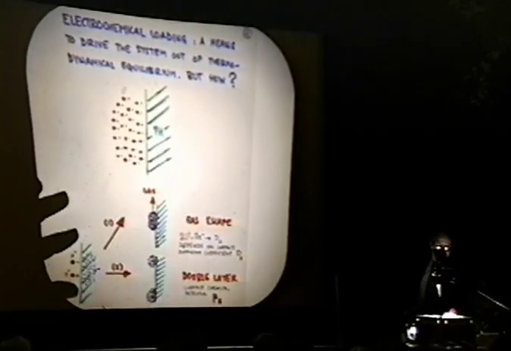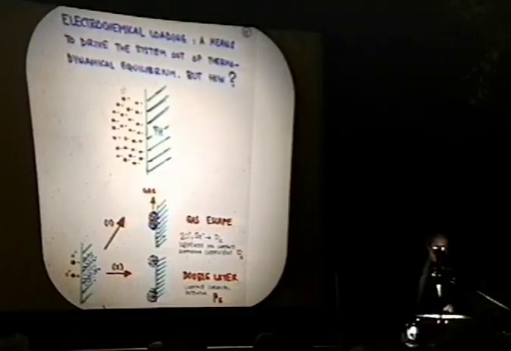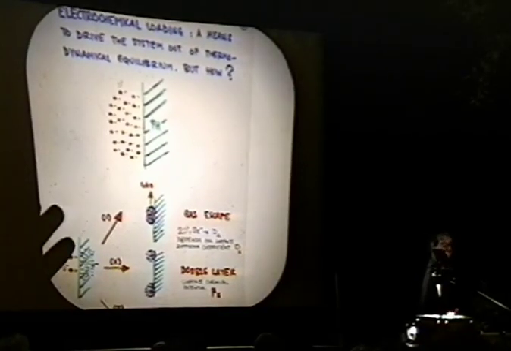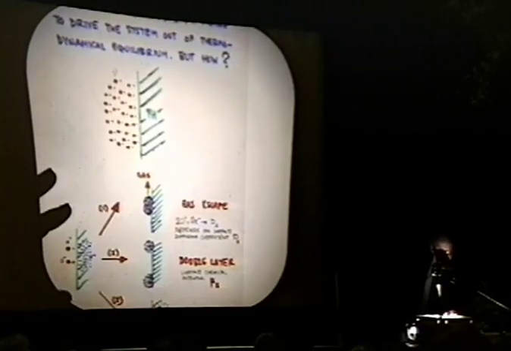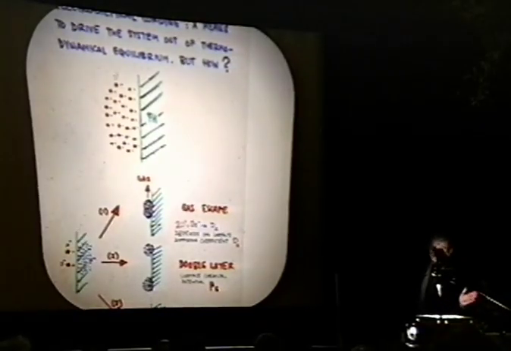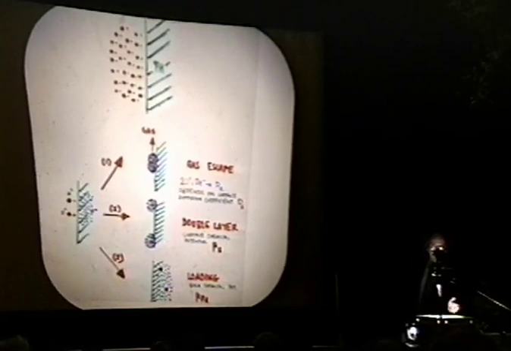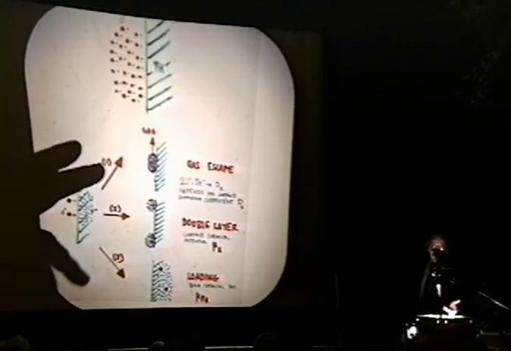Now, let's try and understand what electrochemical loading means. It's a means to drive the system out of thermodynamic equilibrium, of course, but how? Because here you have a current of D pluses, which is just directed by the electric field of the electrolysis towards the cathode, the Pd cathode. Now you have the D plus taking an electron. Now this is taken. And then you have at least three avenues here.